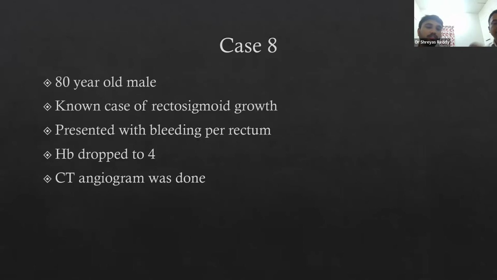We have now, yeah. So this is an 80-year-old male, a known case of rectosigmoid growth, probably carcinoma, presented with bleeding per rectum, and there was a drop of hemoglobin of about 4 grams. Yeah. CT abdominal angiogram was performed.